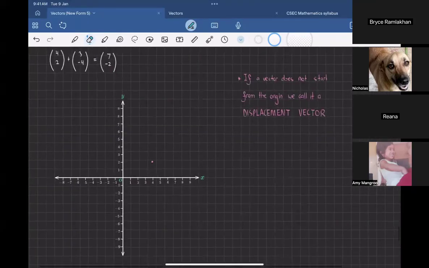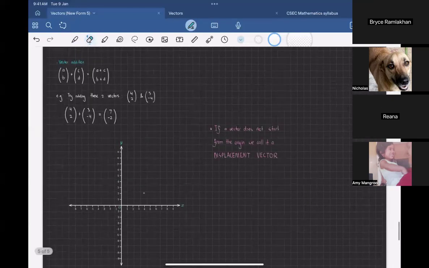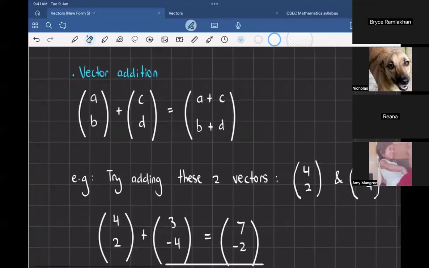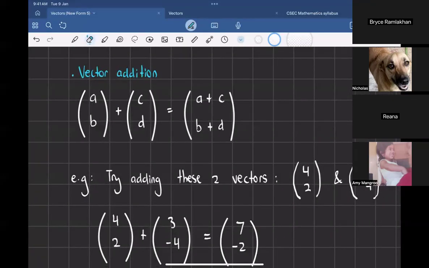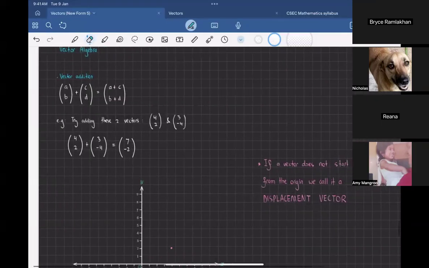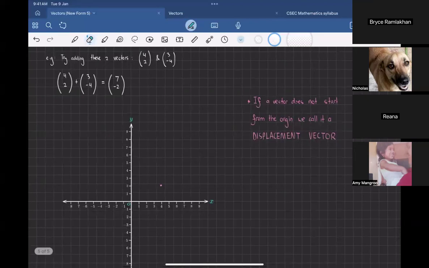Right. So 4, 2. By the way, Desron, what we doing right now? I'm showing y'all how to do vector algebra. Like add two vectors, subtract two vectors, and multiply vectors. You don't have no such thing as divide vectors. It's addition, subtraction, and multiplication. So vector addition is very simple. You just add the horizontal components and the vertical components. So if we have 4, 2 and 3, minus 4, you add the 4 and the 3, you get 7. If you have the 2 and the minus 4, 2 minus 4 is minus 2. Simple. If a vector does not start from the origin, we call it a displacement vector.